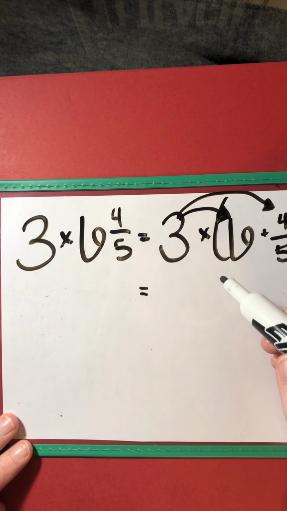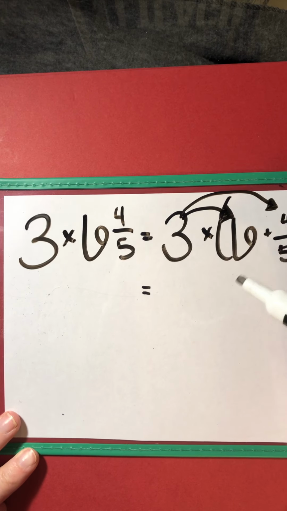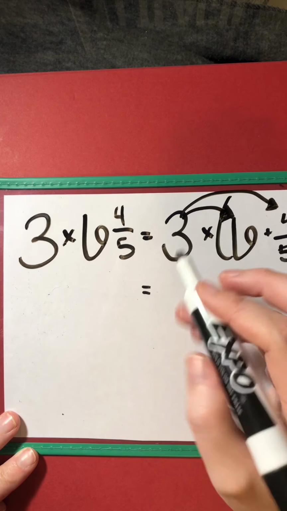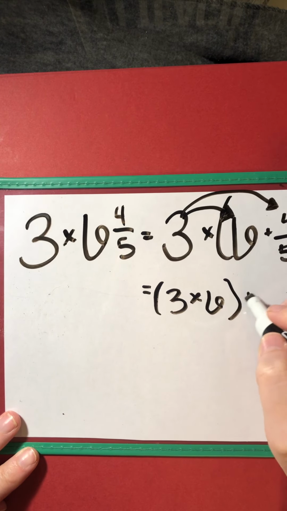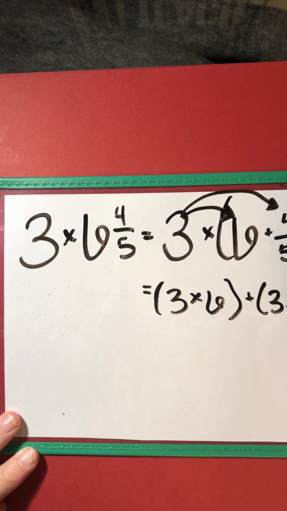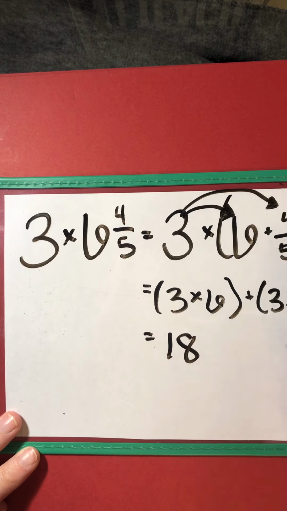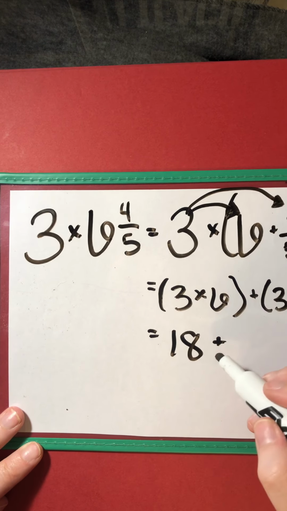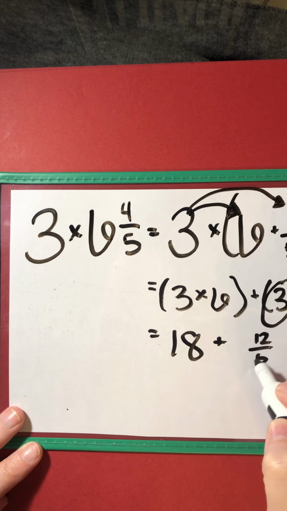It's going to look like a lot of work, but I think once you try it for 2 or 3 times, you'll get the hang of it. So when I come down here, I'm going to do 3 times 6 plus 3 times 4/5. Okay? 3 times 6 is 18. I'm going to bring down my plus sign. Then I have to multiply 3 times 4/5, which is 12/5.